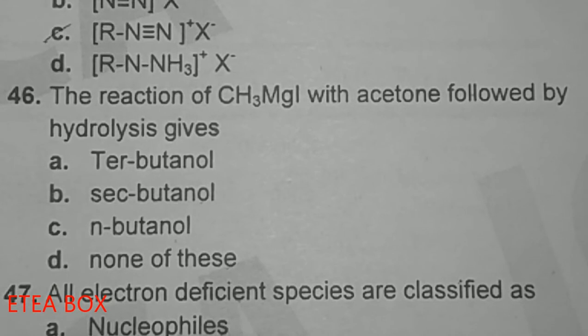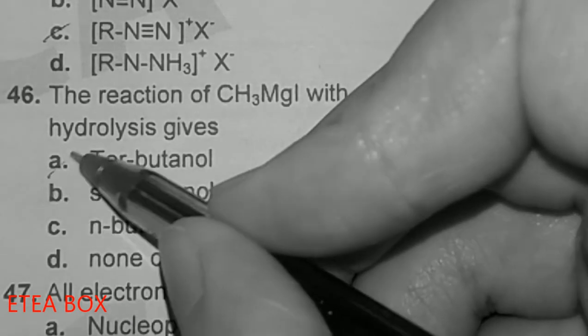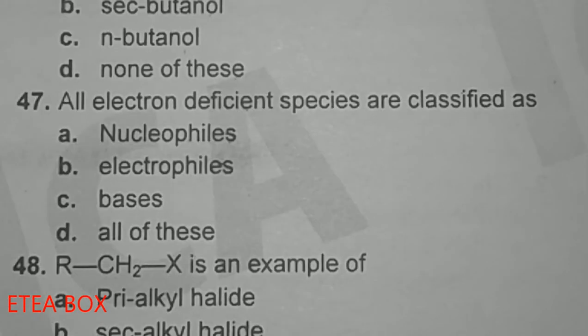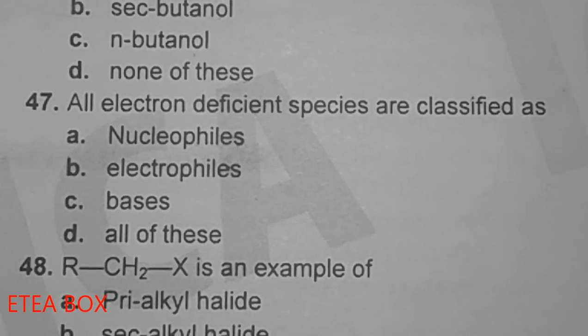The reaction of CH3MgI with acetone followed by hydrolysis gives. Now we know that acetone gives the tertiary alcohol, so option A is correct here. The electron deficient species are classified as electrophiles, electron loving, and electron sufficient species are nucleophiles and bases. So here option B is correct.